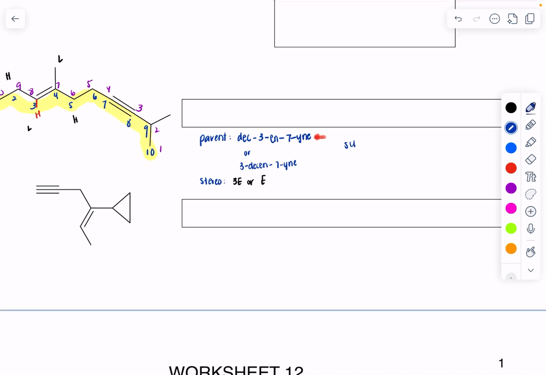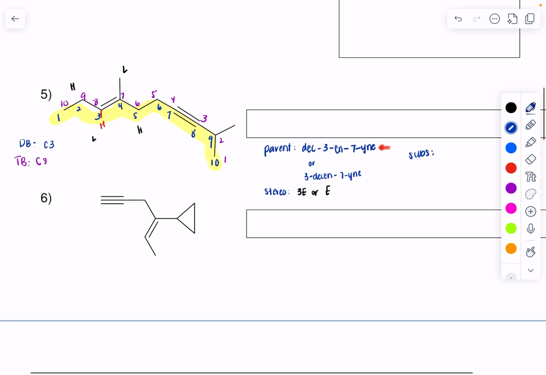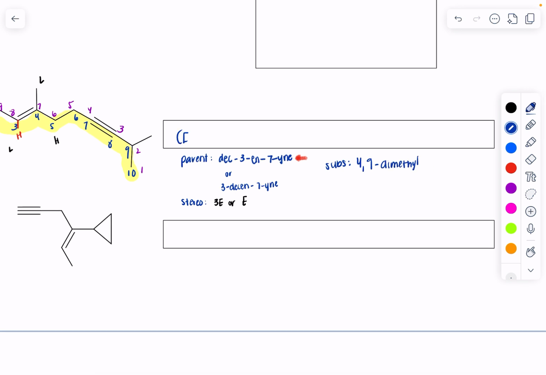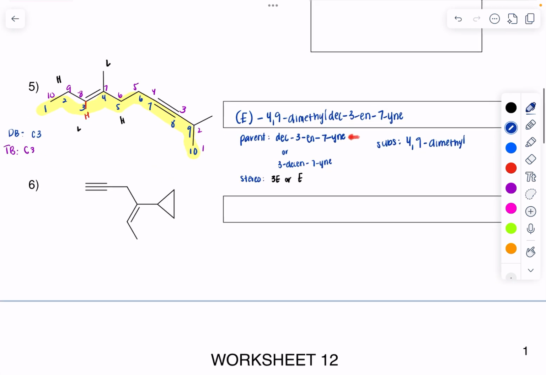And then I did forget subs. We do have 2 methyls. We have one at 4, and then we have one at 9, so 4,9 dimethyl. And then to put it all together, you would have E-4,9-dimethyl, and then dec-3-ene. And remember, you don't put E because it's not at the end. You don't 7 YNE. And that would be that.